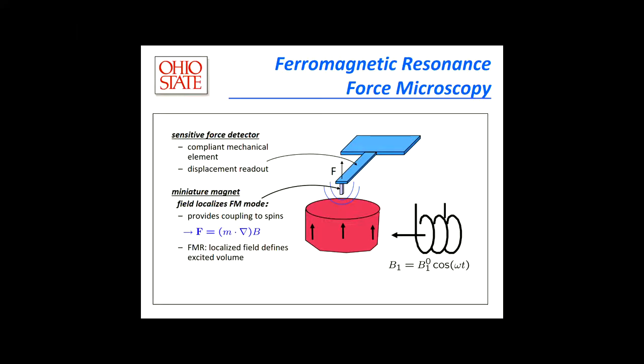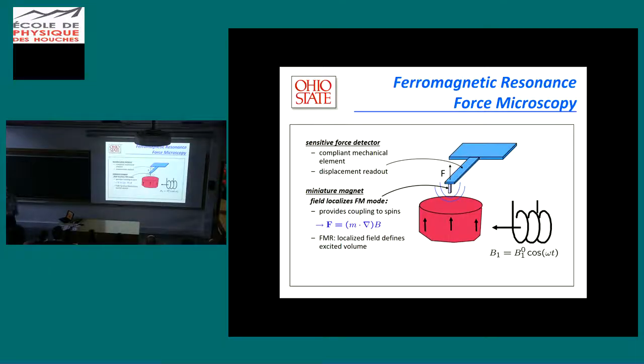So for the first part, I'm going to talk about ferromagnetic resonance force microscopy. We've heard a lot about this, a field that Dan pioneered. What we did was turn to looking at ferromagnets with this approach. We were, of course, attracted by the possibility of very sensitive detection, and therefore the ability to look at very small volumes of a ferromagnet.